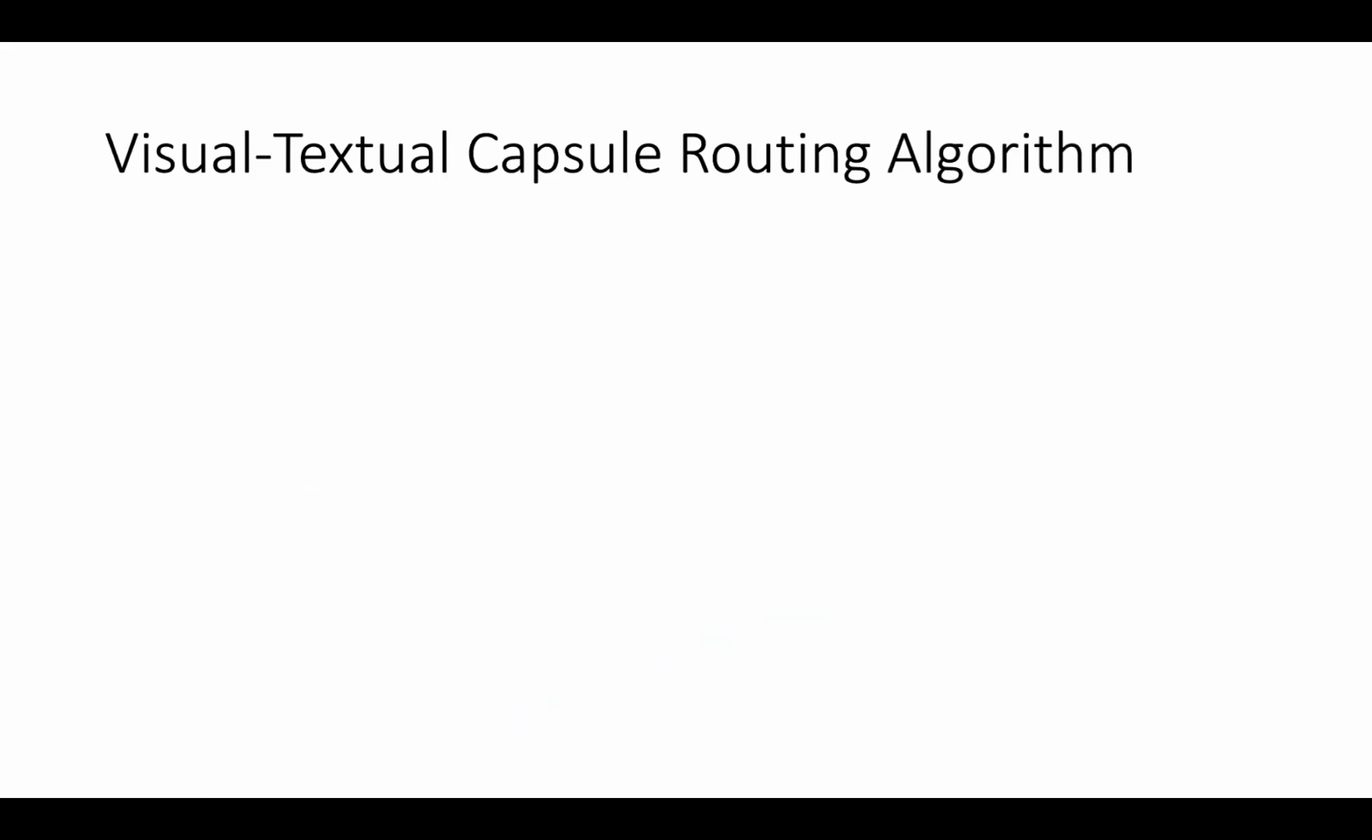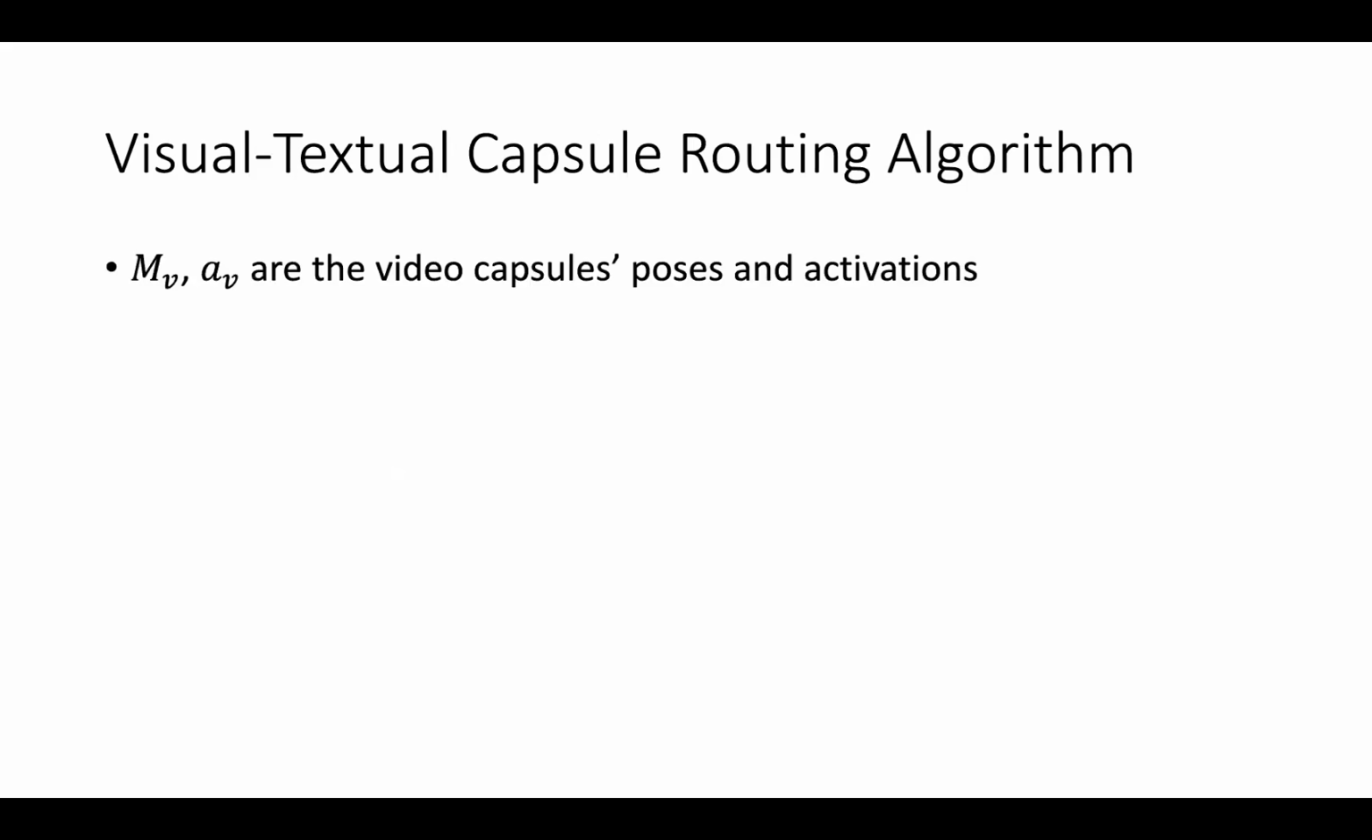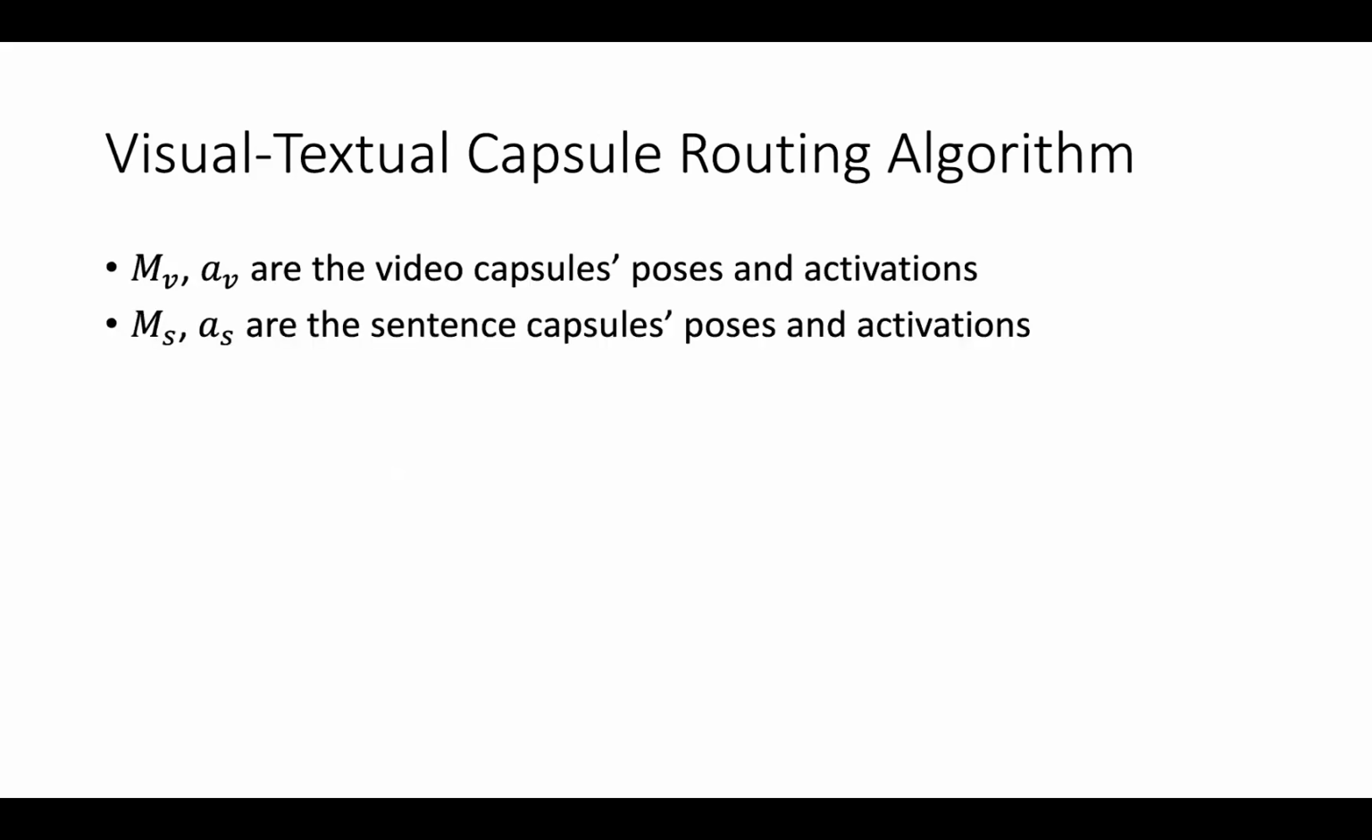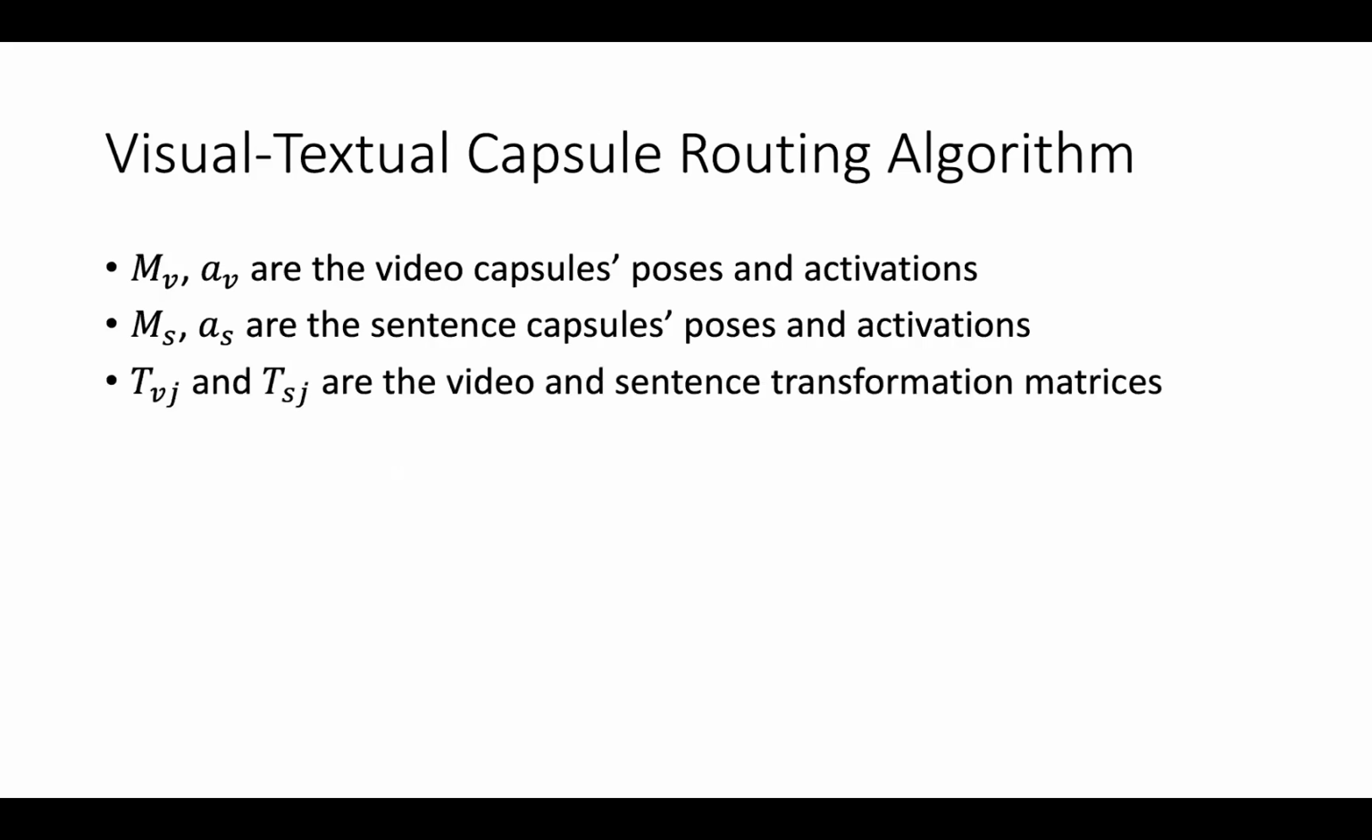So now I'll describe the visual textual capsule routing algorithm. In this case, we're given the video capsules, poses, and activations. We're given the sentence capsules, poses, and activations. And we're given the transformation matrices, which generate the votes from the respective poses.